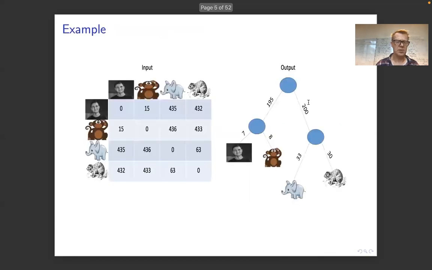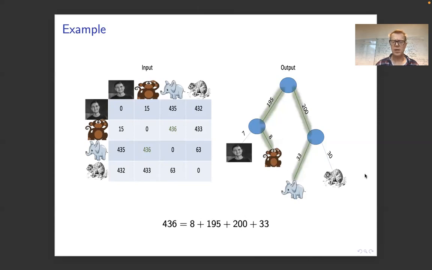So here's an example, including my student Evangelos. And here we have some distances, and here we have a corresponding tree. And in fact, this tree matches the distances exactly. So we can look at the distance from the monkey to the elephant, and it matches up here. Over here, you see a hyrax, which is the closest relative of the elephants we have today.